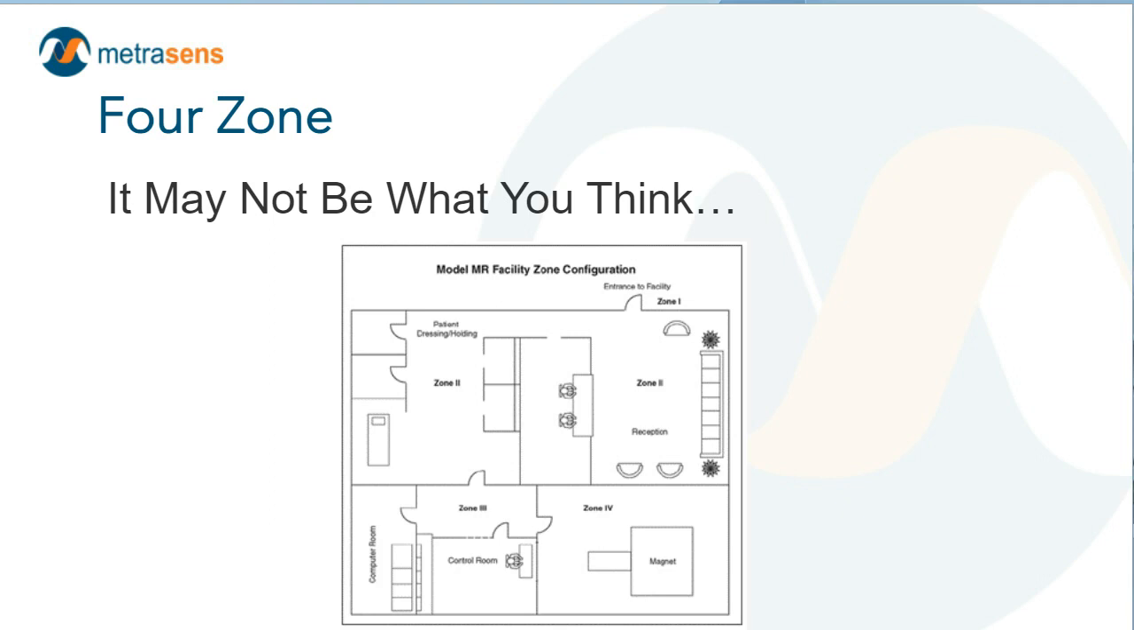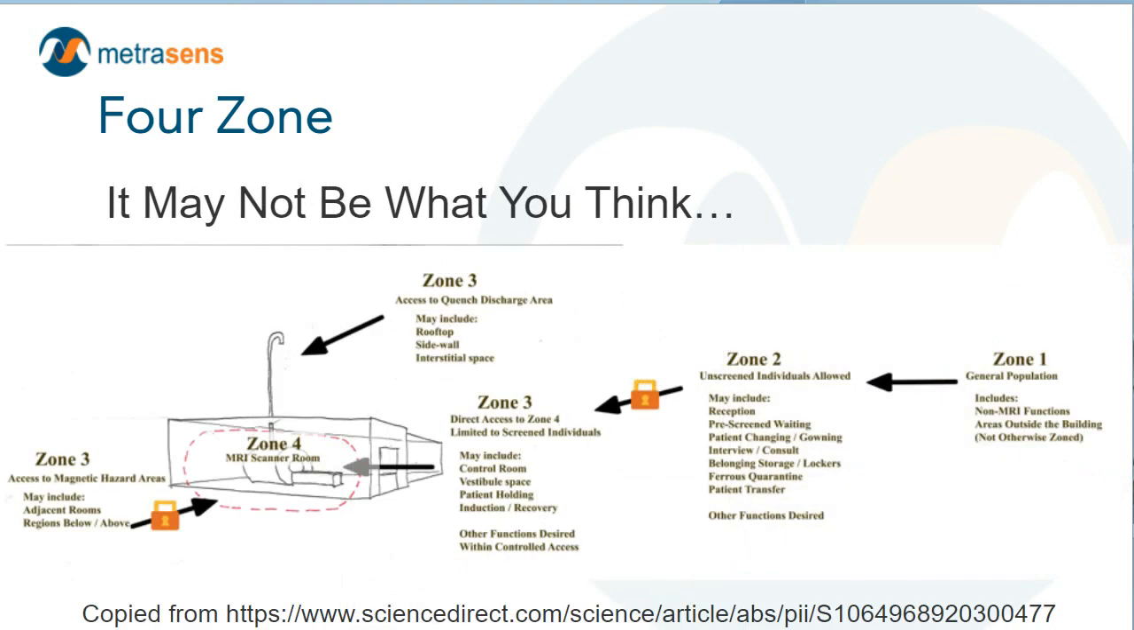So instead of using this, I suggest we use this. This clearly does not look like a hospital. This looks like an MRI scanner room floating out in space. But the thing that I want you to take away from this is that the four zones are risk-centric. They are not space-centric. There's one sort of quasi-exception to this.